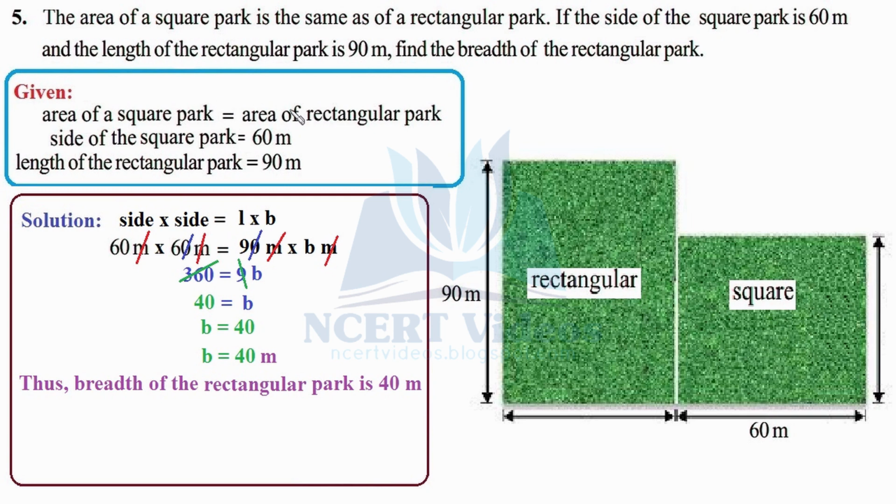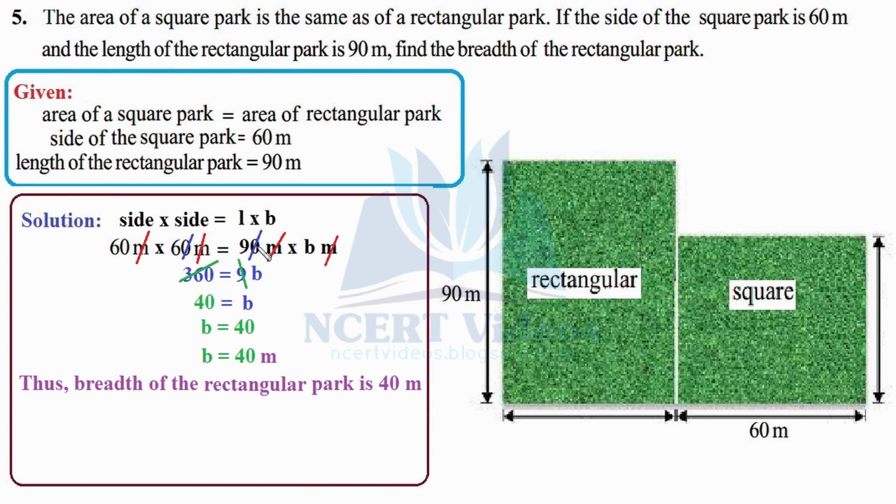We are going to break the first statement. What is the area of a square park? It is simple: side into side. And that equals, so we have written equals, the area of the rectangular park. It is length into breadth. So this is L. Do not think of it as 1. It is L. L into B, length into breadth. Now just plugging the values into this equation. Side is 60 meter into 60 meter. 60 into 60 equals 90 into b m.